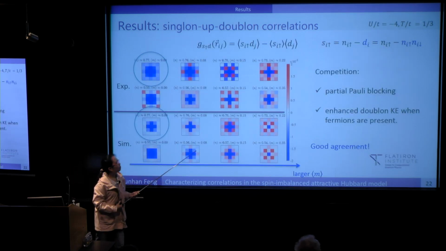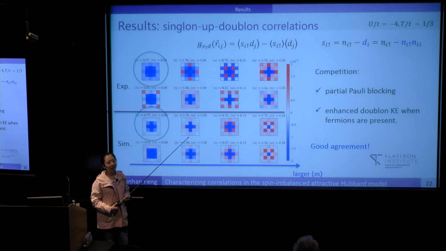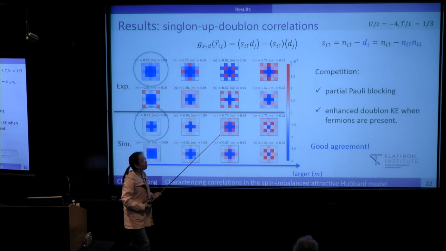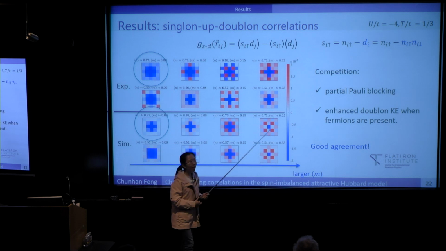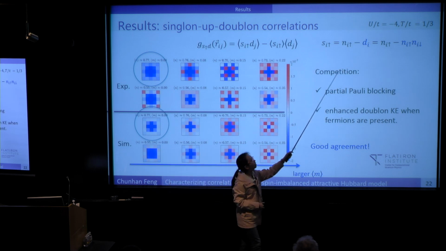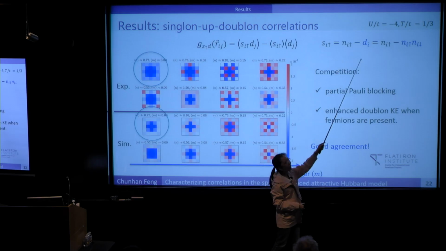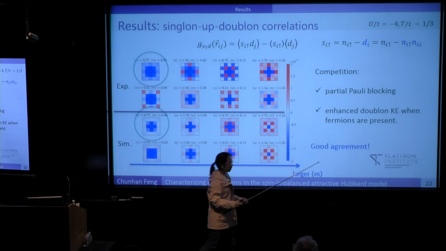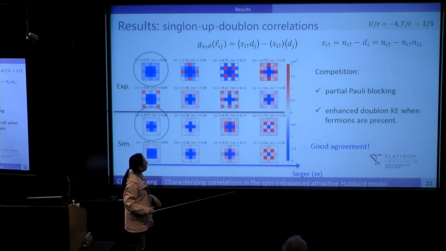Yeah, so in a spin-imbalanced system, it's also interesting to explore the single-on and double-on correlations. The single-on actually refers to the unpaired fermions. So here is the definition of the single-on density. It is equal to spin-up density minus double occupancy. And we can also see some interesting physics here.